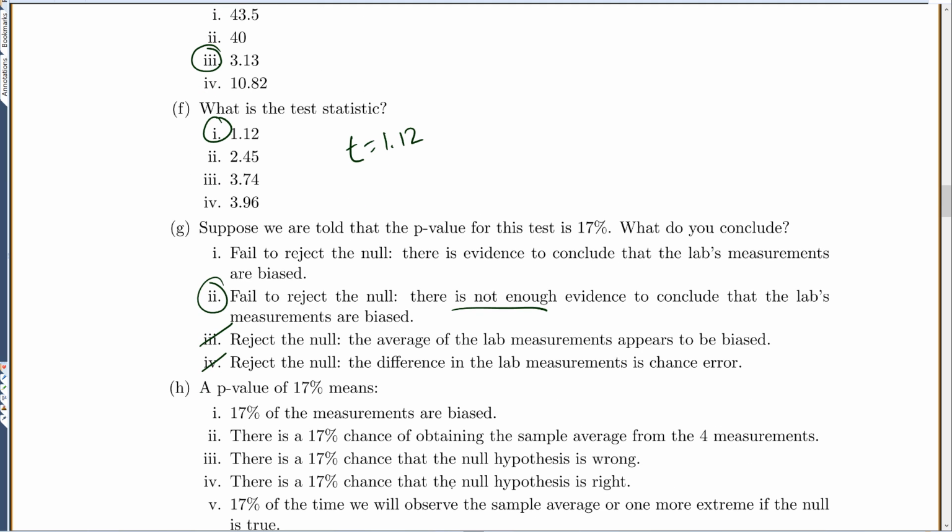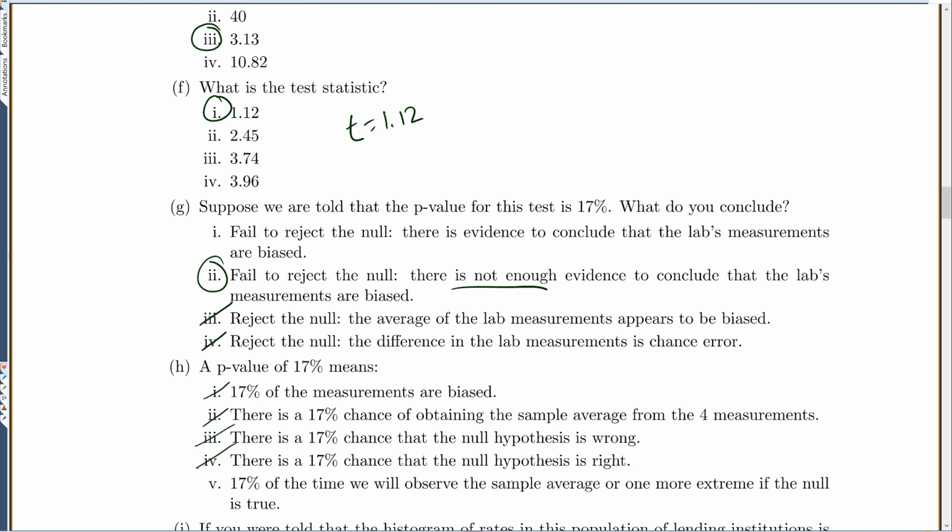And a p-value of 17% means, well, we said it would basically be a 10 to 25% chance of getting our sample average, or one more extreme, if the null was true. So let's look at this. 17% of the measurements are biased. Nope, that's not what we said. 17% chance of obtaining the sample average from the 4 measurements. That's not what we said. 17% chance that the null is wrong or that the null is right. Nope, it can only be what we write down from our definition. So 17% of the time we'll observe the sample average that we got, or one more extreme, if the null is true. That matches what we wrote.